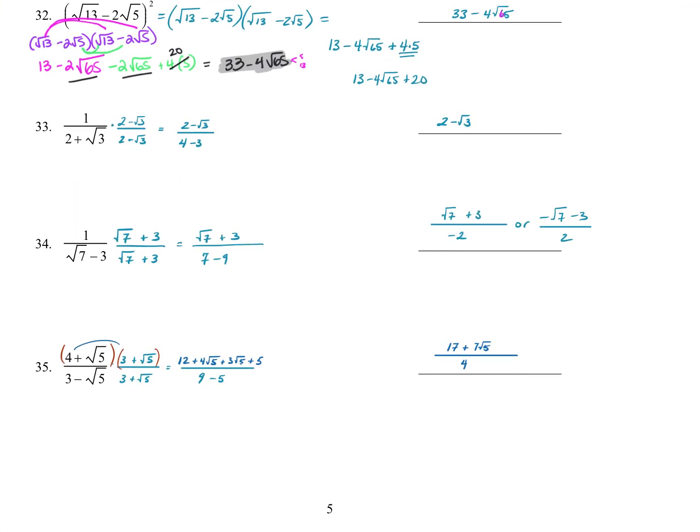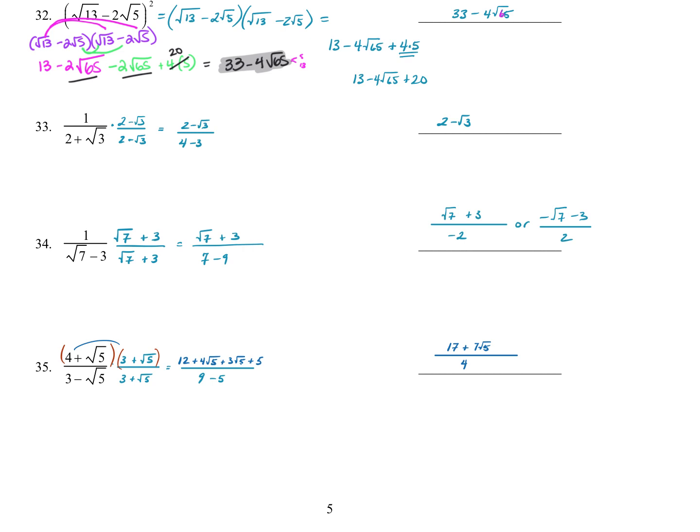Okay, I don't remember where I left off. 33, 2 minus root 3, 34, root 7 plus 3 over negative 2, or you can change the signs in the numerator and keep the 2 positive, so negative root 7 minus 3 over 2. 35, 17 plus 7 root 5 over 4. Questions on those?